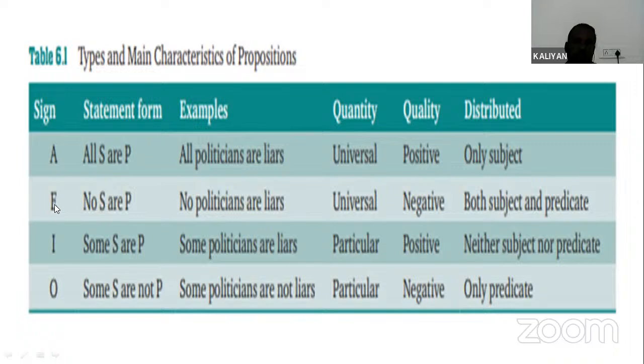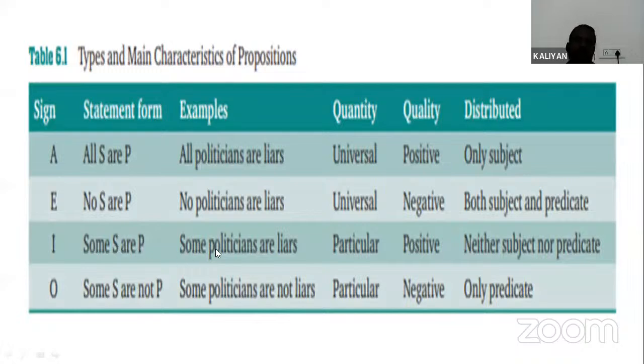And second is the E, that is "No S are P". Example: no politicians are liars. So this also includes all the people, so it is universal. Here "no" denotes the negative connotation. That is called the negative. The quality is negative, and both subject and predicate are distributed. And the third one is the I. I means some, the particular.